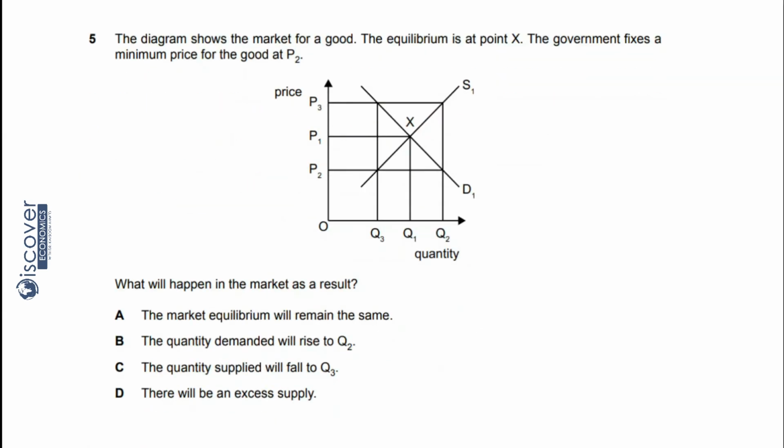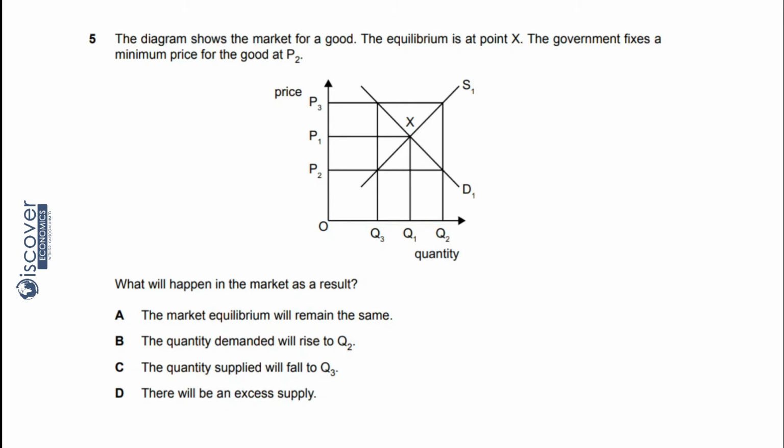Now come to question number 5. The diagram shows the market for a good. Okay, the equilibrium is point X. Fine. The government fixes a minimum price for the good at P2. Now P2 is going to be the minimum price. Now the question is about minimum price. So in minimum price you should know this is always below the equilibrium, and here the situation is we always have shortage of demand. So these two things should be clear in your mind.